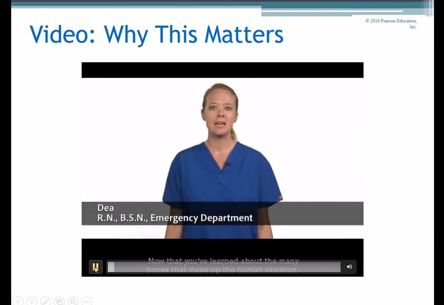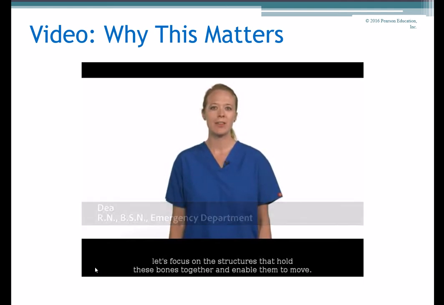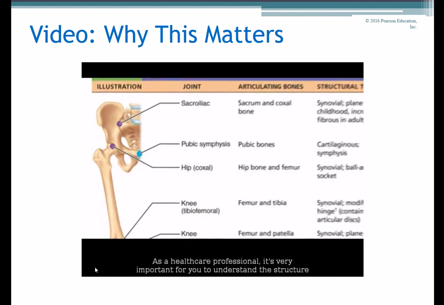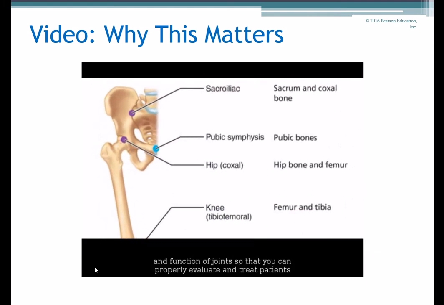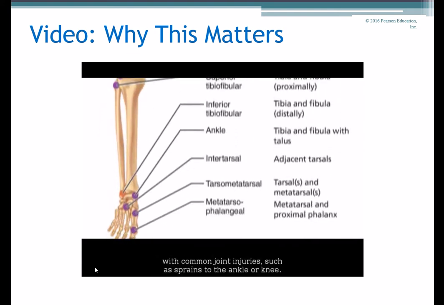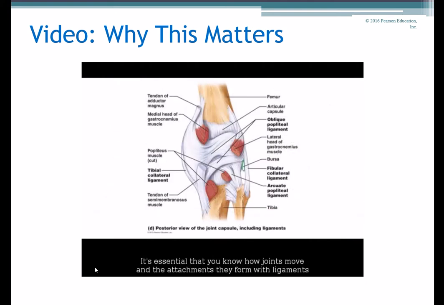Now that you've learned about the many bones that make up the human skeleton, let's focus on the structures that hold these bones together and enable them to move: joints, which also may be referred to as articulations. The elbow, wrist, ankle, and knee are all examples of joints. As a healthcare professional, it's very important for you to understand the structure and function of joints so that you can properly evaluate and treat patients with common joint injuries, such as sprains to the ankle or knee. It's essential that you know how joints move and the attachments they form with ligaments and muscles throughout the body so that you can assist your patients.